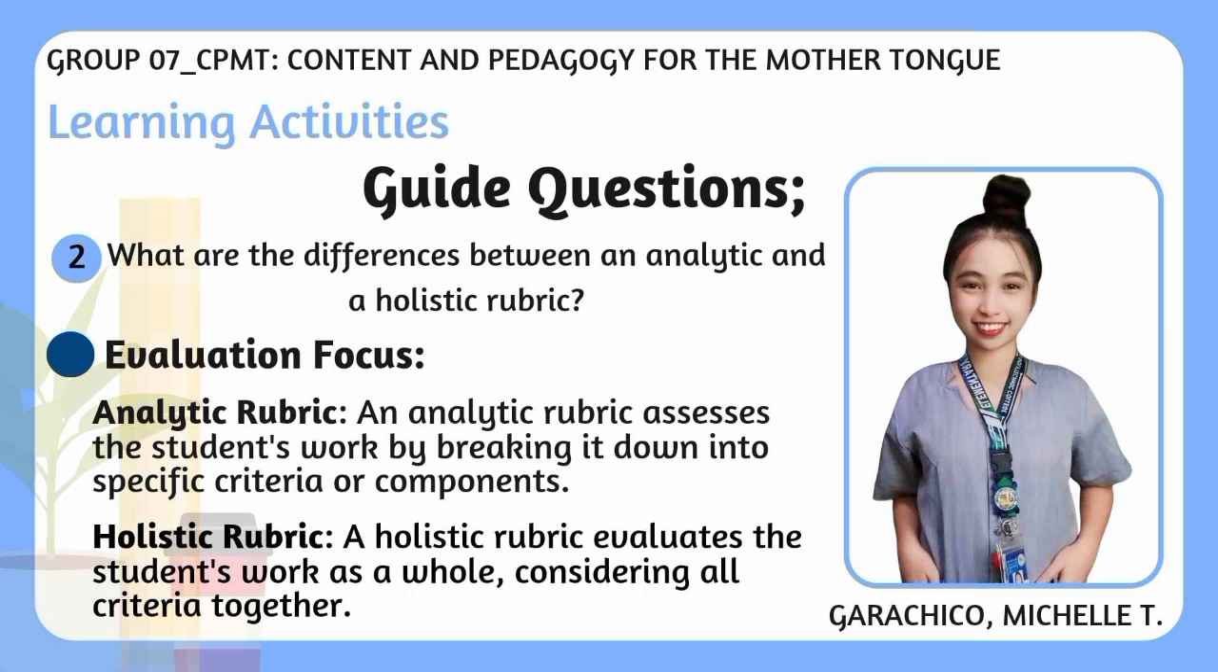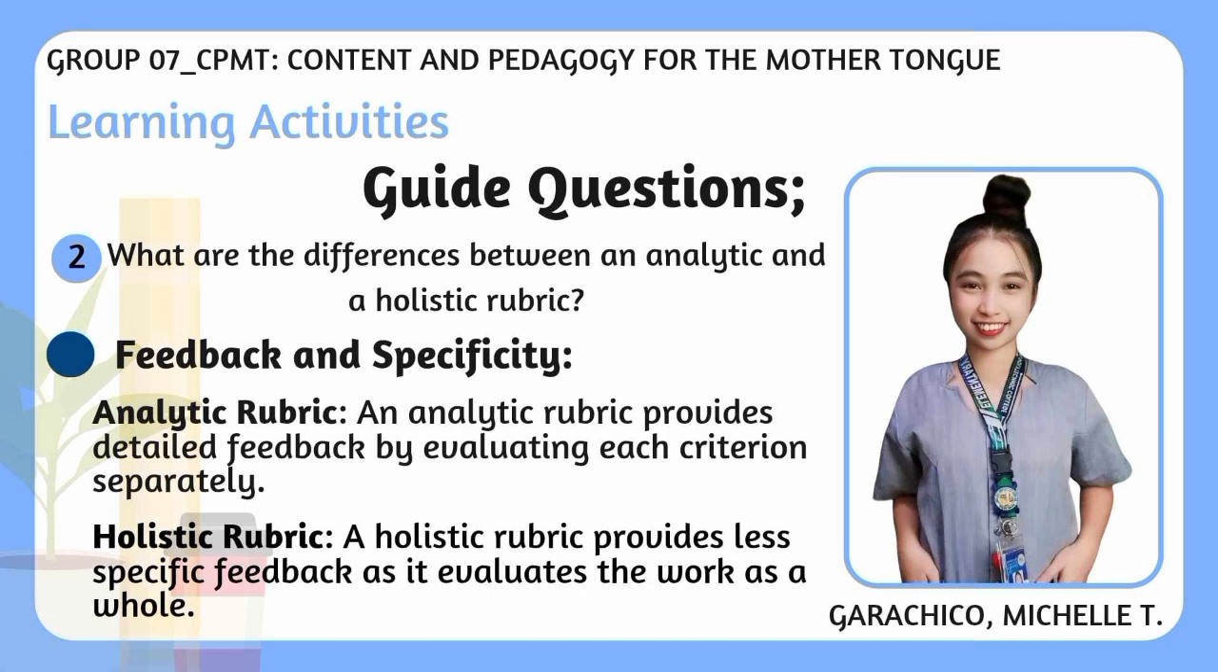Samantalang sa holistic rubric, a holistic rubric evaluates the student's work as a whole, considering all criteria together. Pino-provide nito ang single score based on the overall judgment of the quality or performance. The focus is on the overall impression and impact of the work.